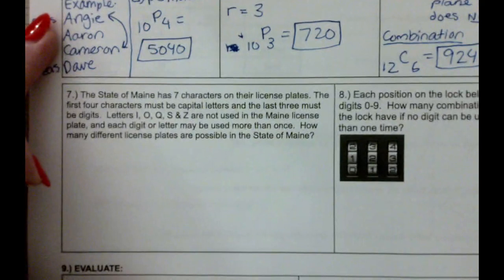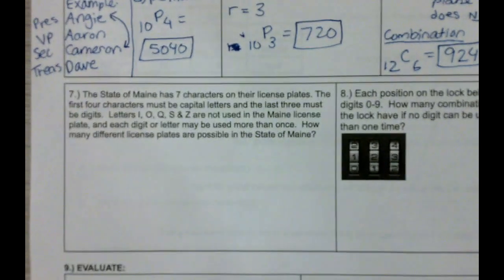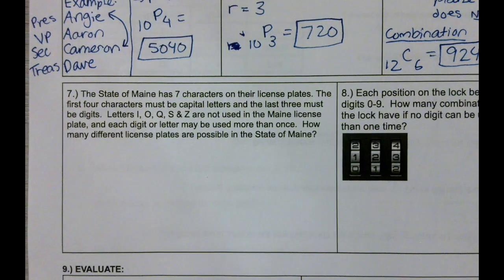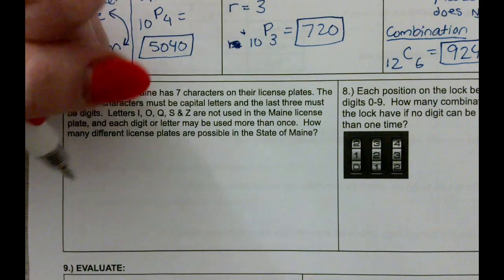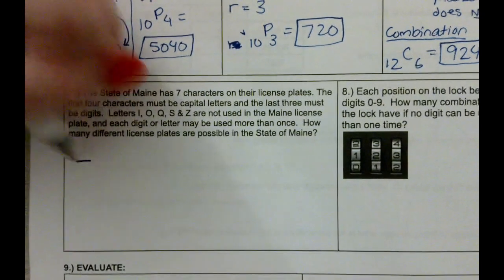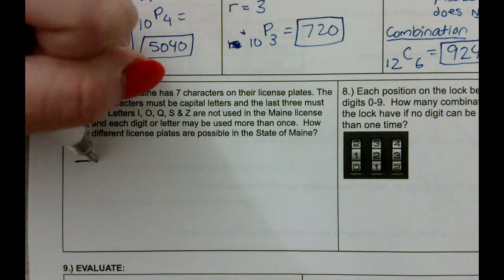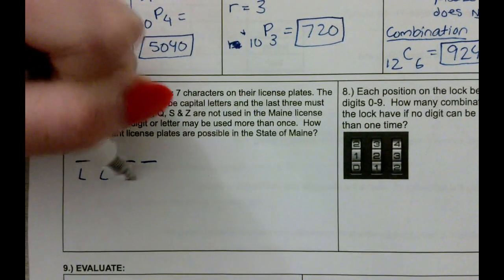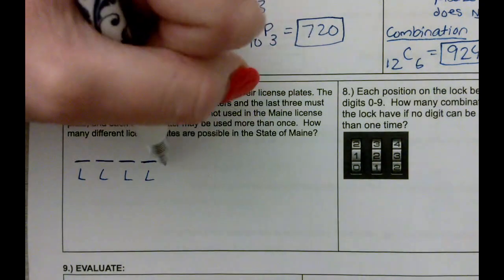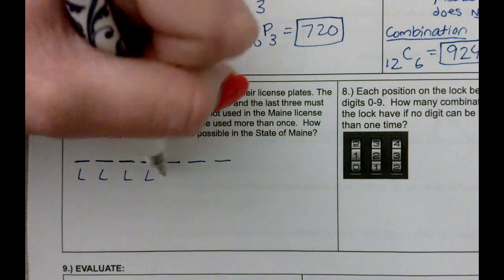Number 7. The state of Maine has 7 characters on their license plates. The first 4 characters must be capital letters and the last 3 must be digits. I'm going to pause here. Let's set up our template. So the first 4 must be letters. We got letter, letter, letter, letter. And then the last 3 are digits, otherwise known as numbers.